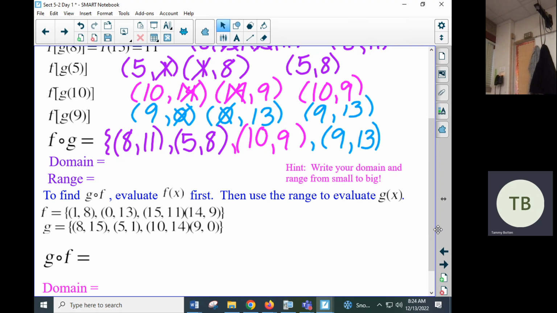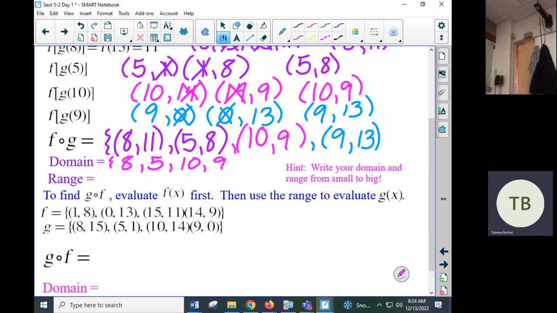And when they say domain, what they're asking you for is what are your X values above? You're really supposed to put them from smallest number to biggest, but don't worry about that. That's kind of a picky thing. So all you do is list your X's. So you would just go 8, 5, 10, and 9, and put it in brackets. Just put a squiggly on each side.